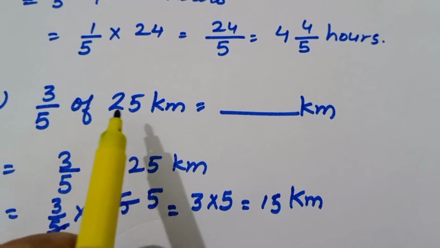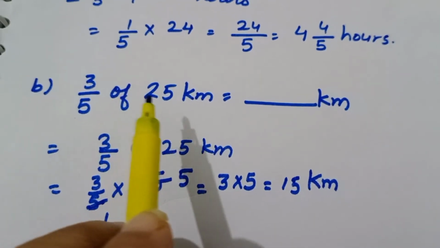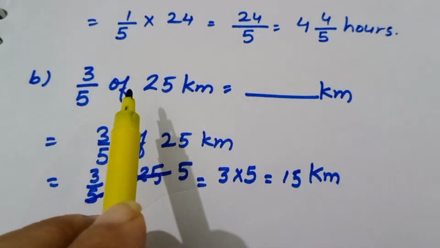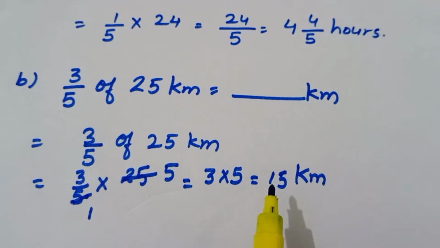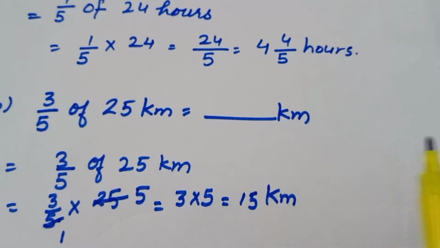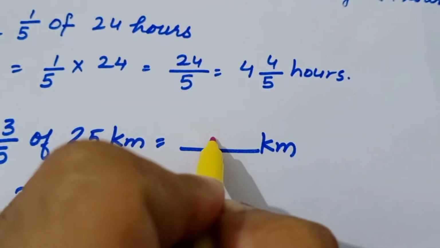So 3 by 5 of 25 kilometer means total is 25, and when we divide this 25 into 5 equal parts, and out of that if we take 3, so we take 15 kilometers. So the answer is 15 kilometer. We will write our answer here.